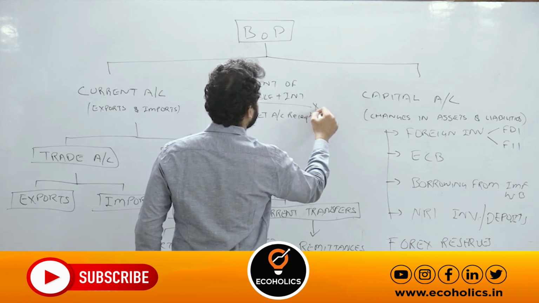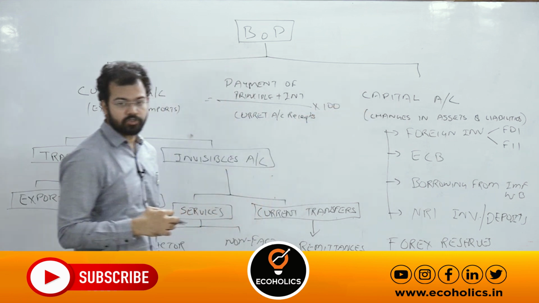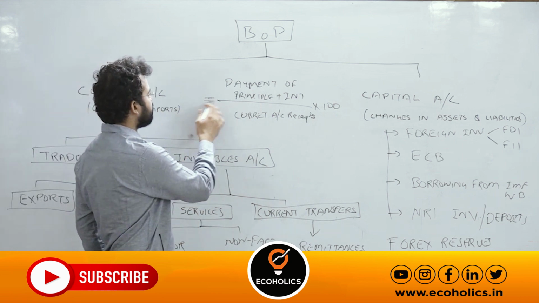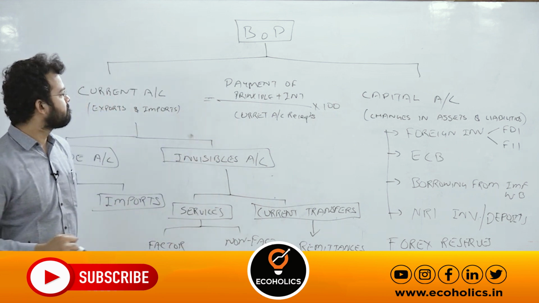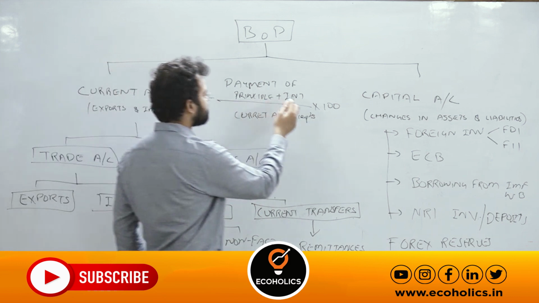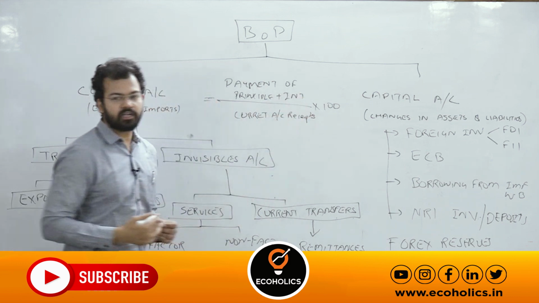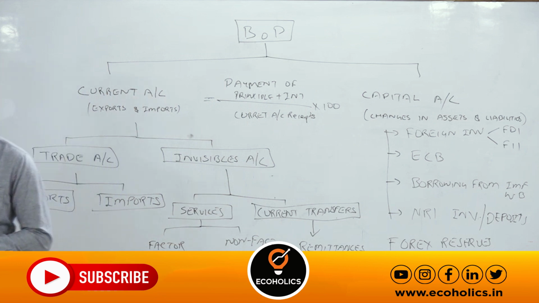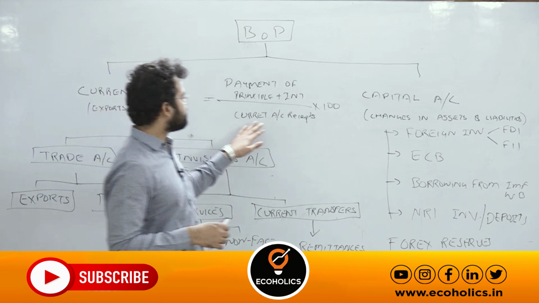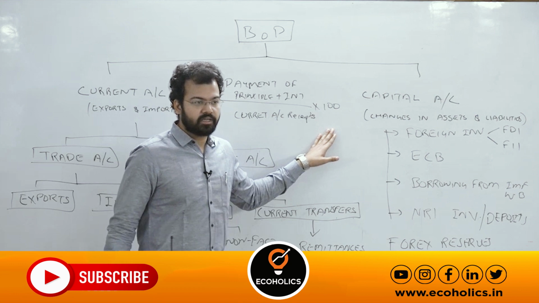This is the formula of debt servicing ratio. So you write the formula in front of the fourth point, debt servicing ratio. Payment of principal plus interest divided by current account receipts. Payment of principal plus interest divided by current account receipts into 100.